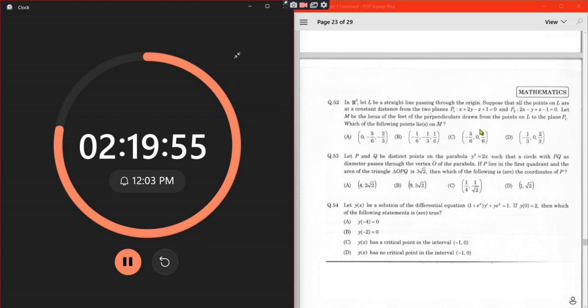What is the plane? Okay, on plane P1, the feet of perpendicular drawn from that line on the plane P1. Okay, understood. The following points lie on M. Okay, I guess I can do this. The line will be parallel, but then it should be perpendicular, we'll do that, no big deal. Just have to figure out what that vector will be.